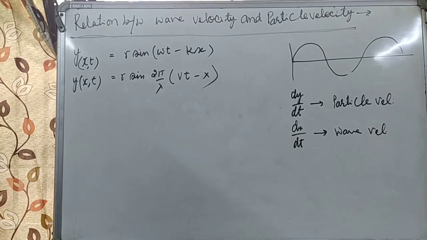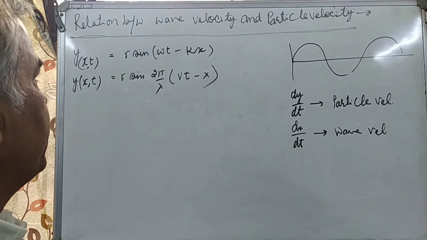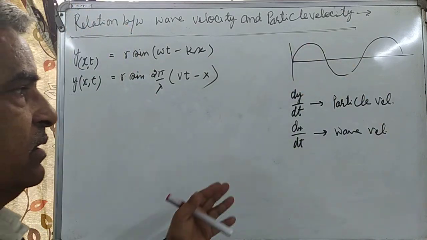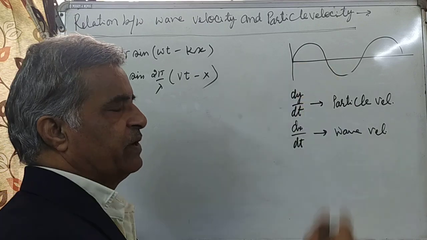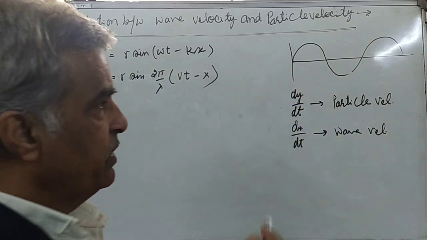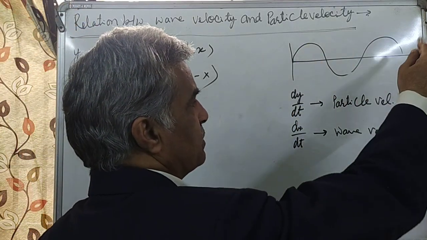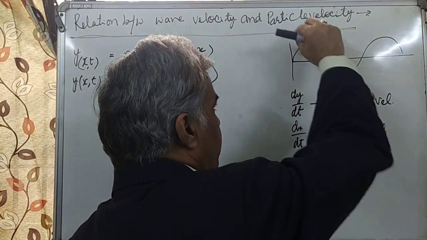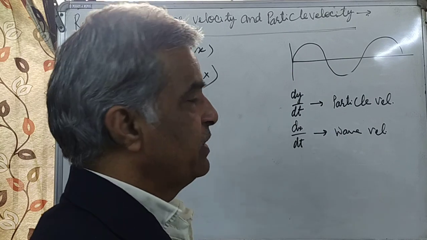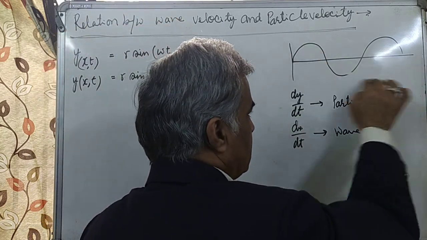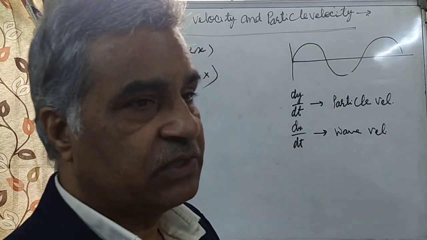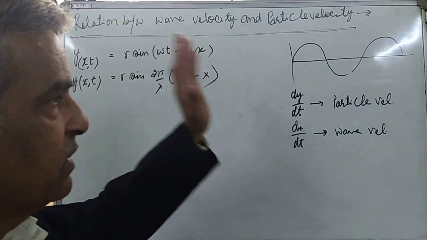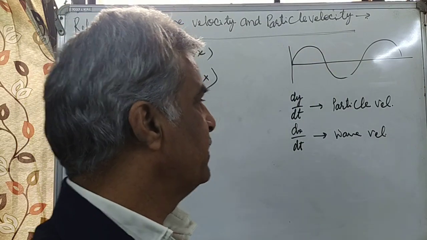We are going to study the relation between wave velocity and the particle velocity. Directly, this is the equation of plane progressive motion. In plane progressive motion, there are two velocities. The particle is vibrating like this in such a motion, and the wave is moving along this. Wave velocity is constant, but particle velocity is variable. So, what is the relation between particle velocity and wave velocity?